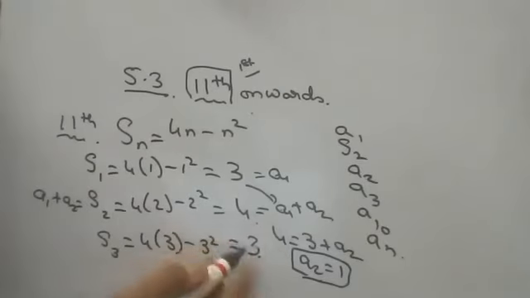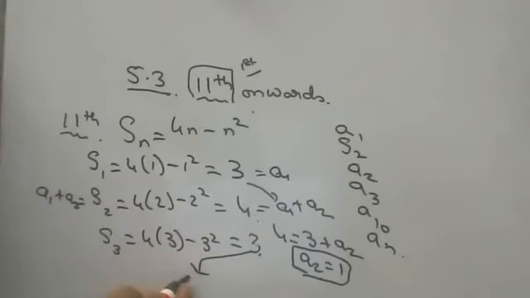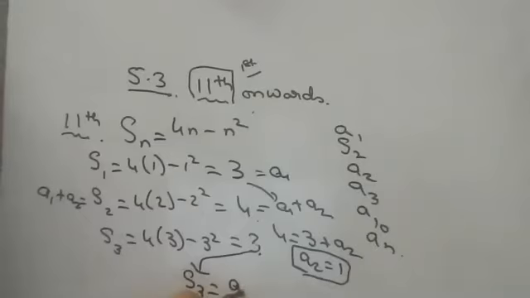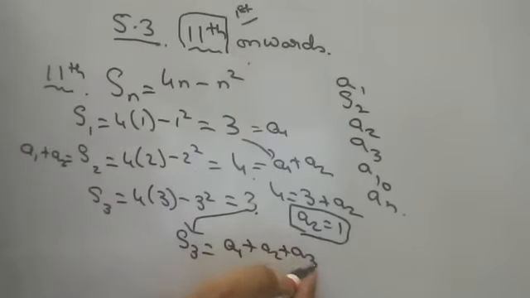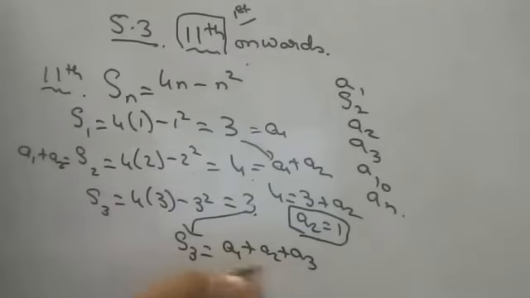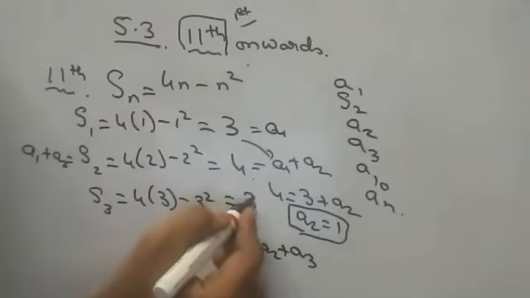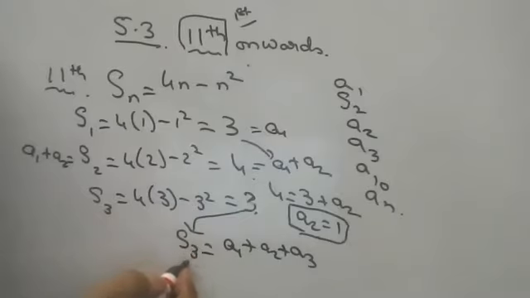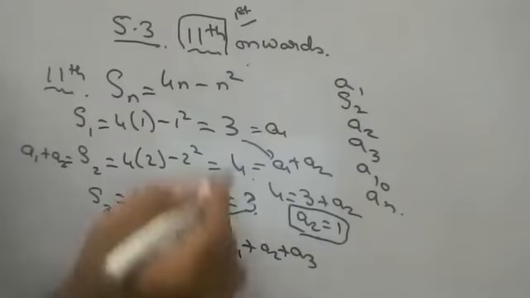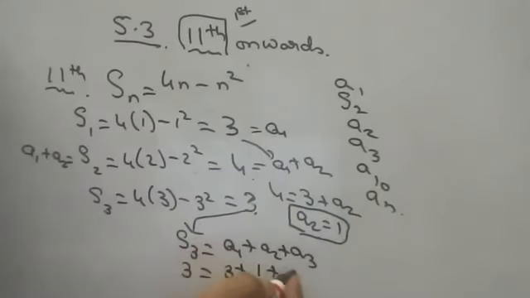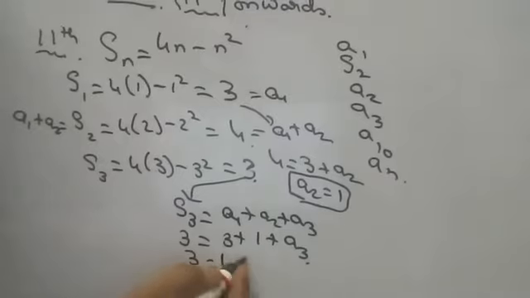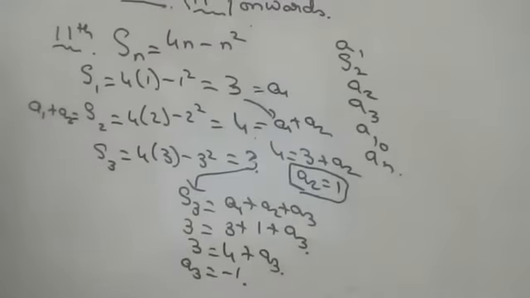Okay, children. Now, for your clarification, S3. S3 means what, children? A1 plus A2 plus A3. S3 means the sum of 3 terms. The sum of 3 terms, how much did we get? 12 minus 9, 3 we got. But A1 is how much, children? 3. A2 is how much, children? A2 is 1. And what is A3? So 3 is equal to 4 plus A3. A3 is equal to minus 1.